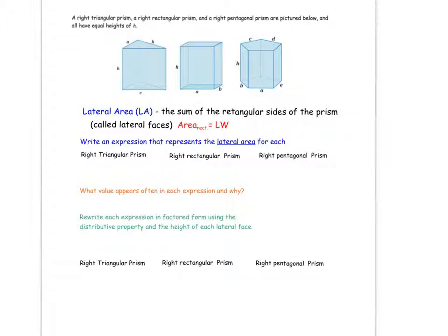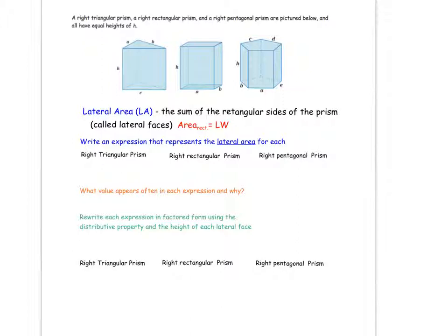Some of you are very, very visual, and you can picture these nets right in your head. I am not. So I rely on the arithmetic or the algebra way of figuring it out. So I want to talk about that as well.